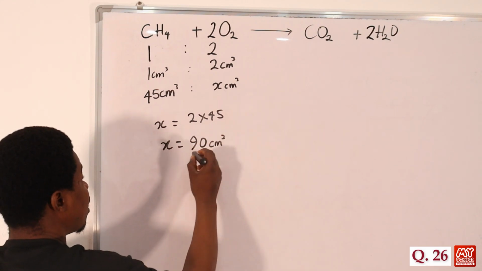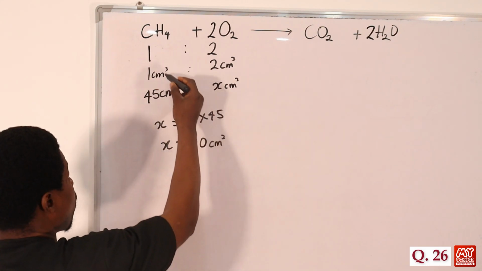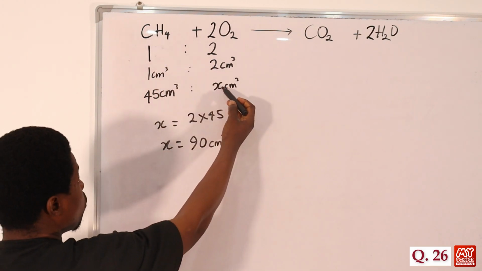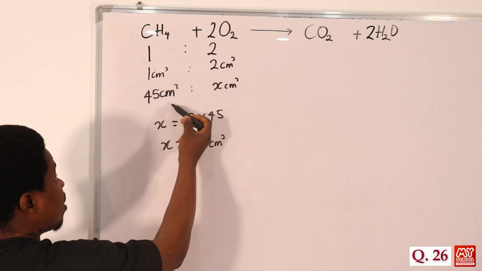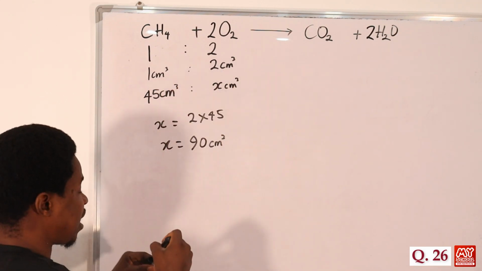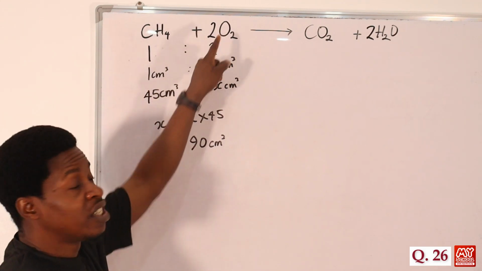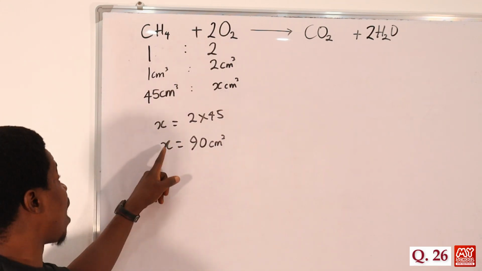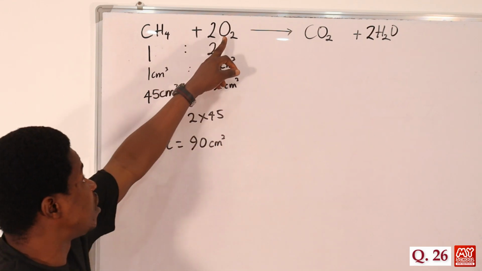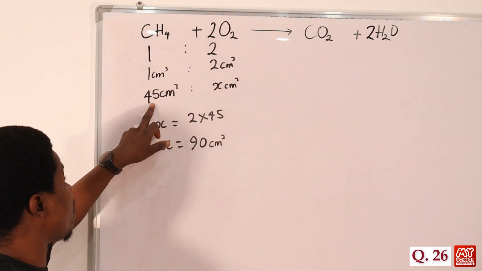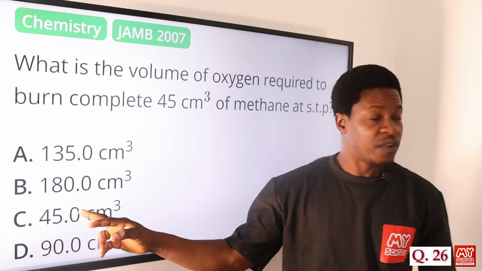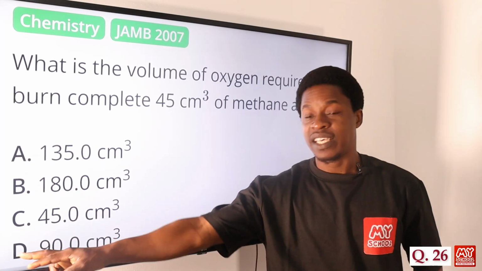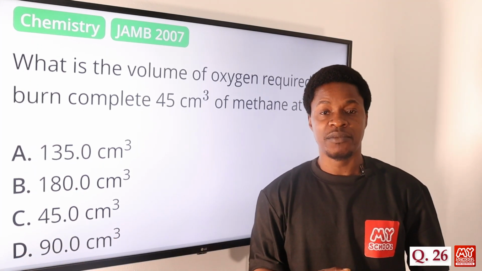Which means that 90 cm3 of oxygen will be required to burn completely 45 cm3 of methane. If you don't balance this equation, you are going to have a challenge here. Let's look at the options. Option A says 135, 180, 45, and 90. So the correct answer here is option D, 90 cm3.